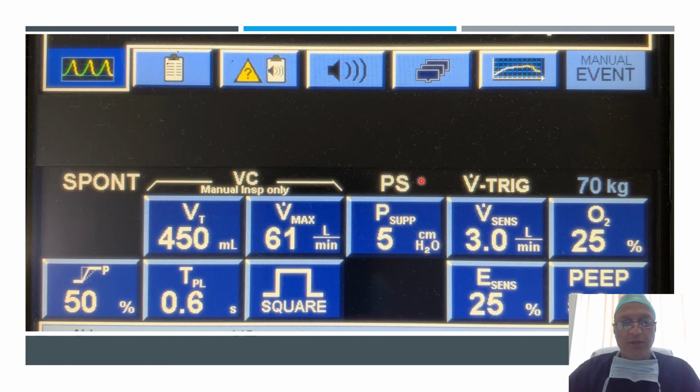Here you can see a screenshot of the pressure support mode. Here a pressure support value of 5 has been fixed and this is the driving pressure of flow for each breath. In addition to oxygen concentration and the value of PEEP, here you can see an additional parameter and that is E-sense. This parameter determines when the breath should be terminated. Here the value is set at 25. It means when the flow reaches 25% of its maximal value, the breath will be terminated.